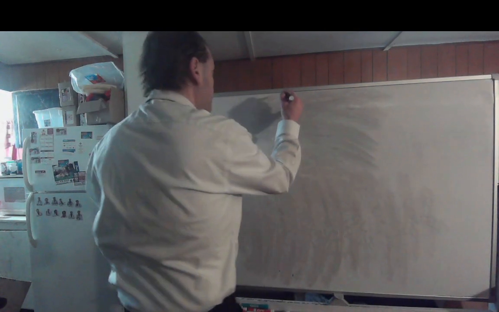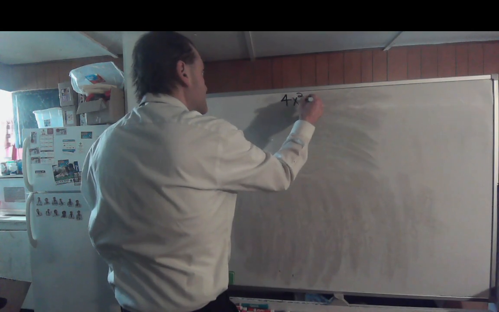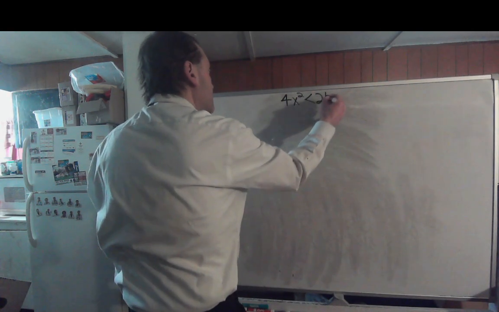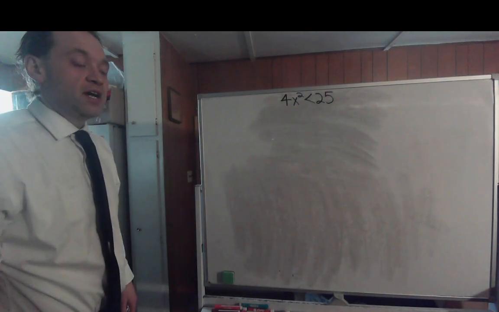So let's see. Good one. 4x squared is less than 25. So we have 4x squared is less than 25.